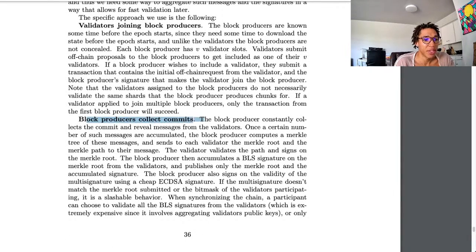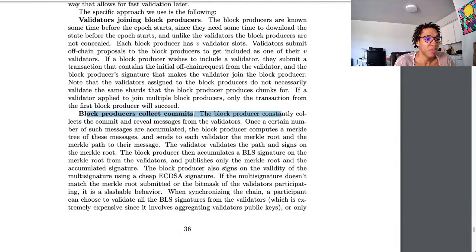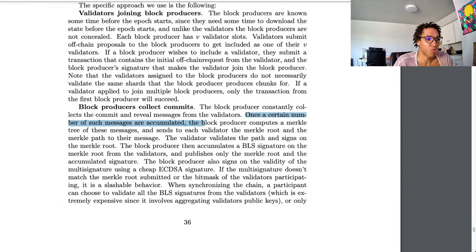Block producers collect commits. The block producer constantly collects the commits and reveal messages from the validators. So the block producer is also in charge of those validators and collecting those commit and reveal messages that they're producing. Once a certain number of such messages are accumulated, the block producer computes a Merkle tree of these messages and sends to each validator the Merkle root and the Merkle path to their specific message. So that the message is smaller, I would assume. The only data you need is the path to your own message. The validator validates the path and signs on the Merkle root.